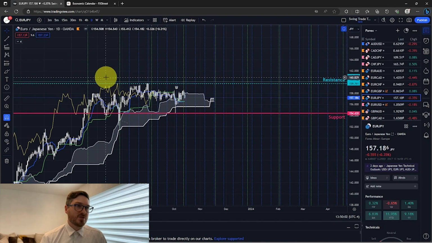So guys, this week is most likely going to be a ranging market, and I'm not going to be looking to take any trades on this market.